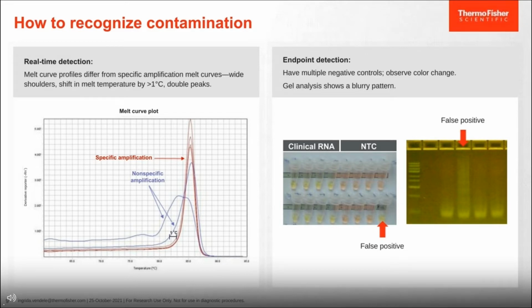If endpoint detection is chosen, please have multiple negative controls, as indicated here in the orange color tubes, and observing a single color change which would indicate a false positive, separating it from the rest of your technical replicates, gives a good idea that this is potentially a cross-contaminated reaction mix. Just checking it on an agarose electrophoresis gel, you can observe a blur pattern in the background which indicates a false positive potentially resulting from a carryover contamination in the reaction mix.